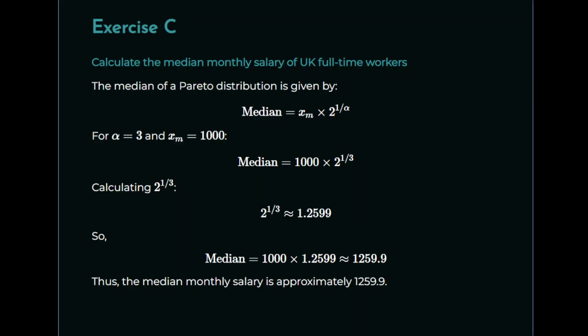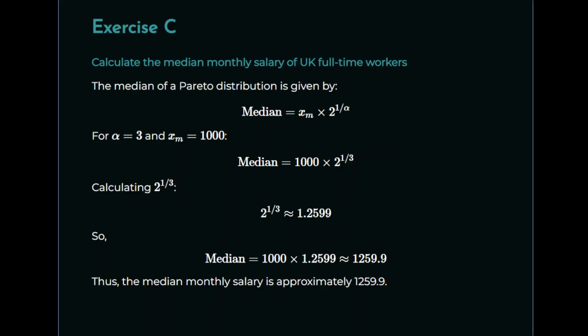And finally, the median. Calculate the median monthly salary of UK full-time workers. The median is given as follows. You'll notice I'm being a bit more relaxed about particular cases, again for time's sake. That's not something you should do. The median equals xm times 2 to the power of 1 over alpha.